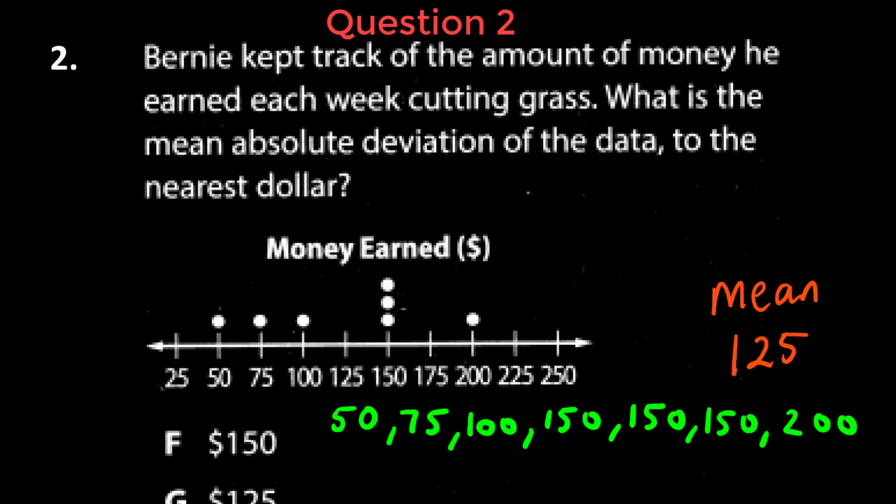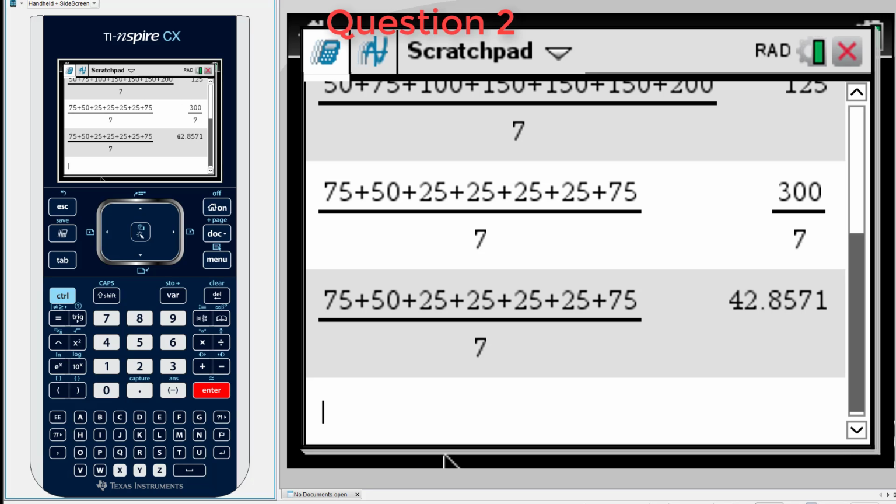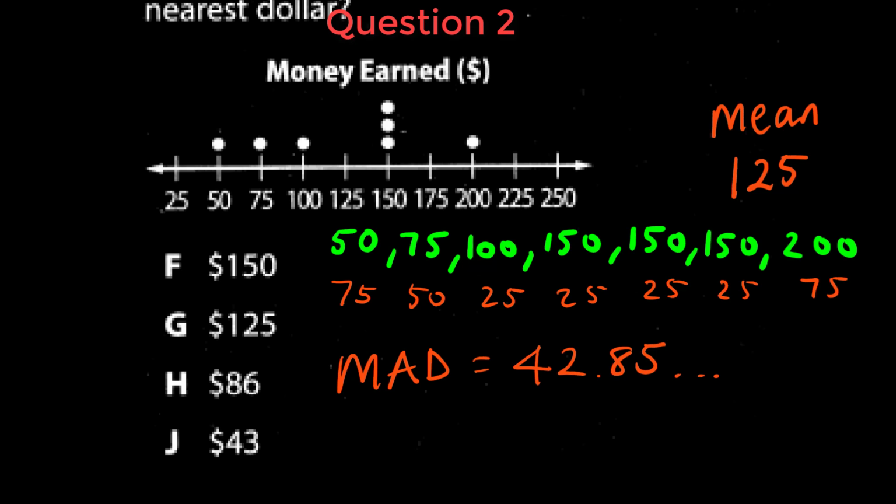Let's write down the differences of each number from the mean. Now we will find the mean absolute deviation by averaging these numbers. Averaging these numbers, we get the mean absolute deviation as 42.85. Rounding it to the nearest whole number, we get 43, which gives us the correct answer.